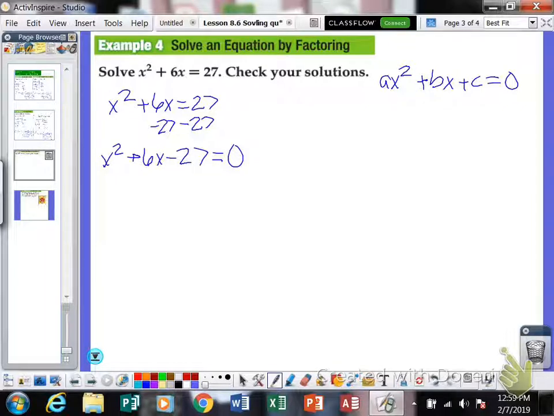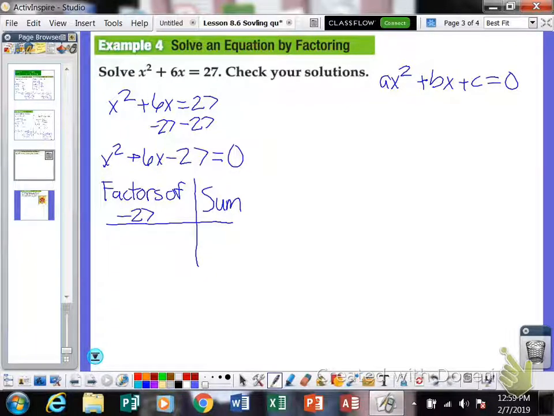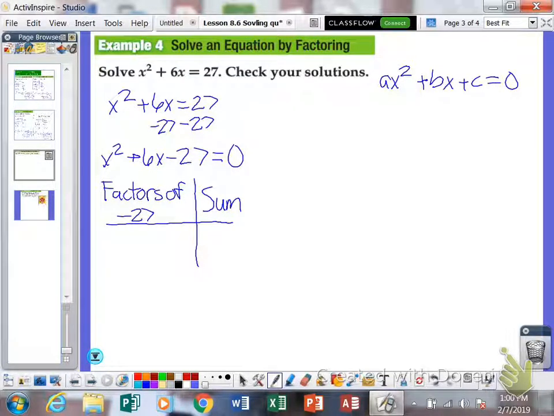Now we can factor. So we're looking for the factors of negative 27, that's our c, and we want their sum to be equal to positive 6. So that means when we're listing these terms, we have m and p. Our m is going to be the term that is negative.